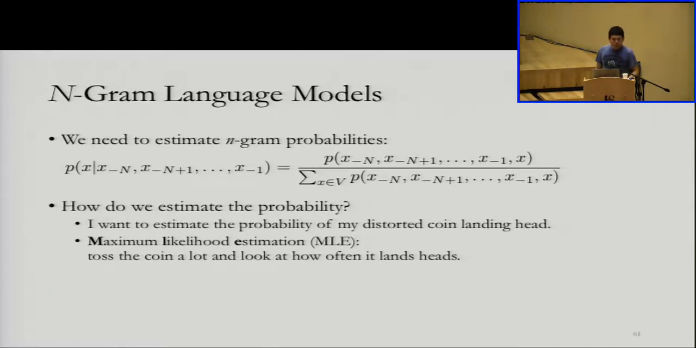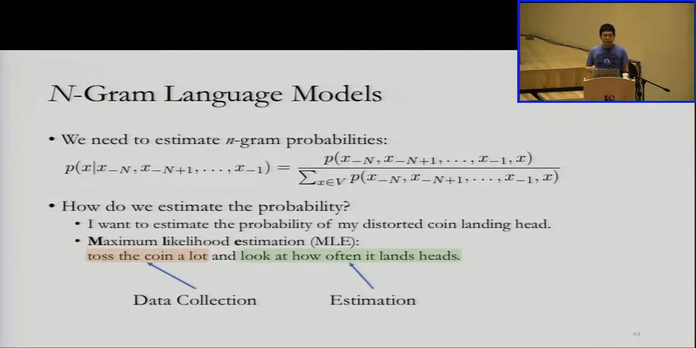Now, how do we estimate this? Earlier today, you probably learned about all those different estimation principles, going all the way to variational Bayes and so on, but we're going to simply stick to maximum likelihood estimation for now. Everyone knows maximum likelihood estimation, so I probably don't need to explain it too much, but it consists of two steps. One is that we collect the data, so you can think of tossing a coin as many times as you can. That's the data collection. And then once the data has been collected, you do the estimation by looking at how often the coin landed heads.